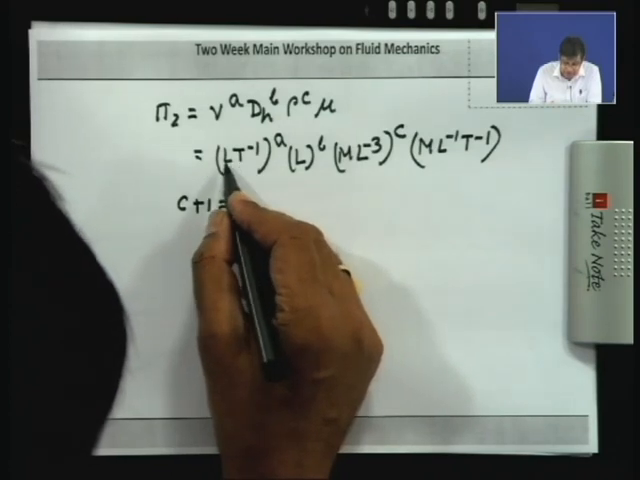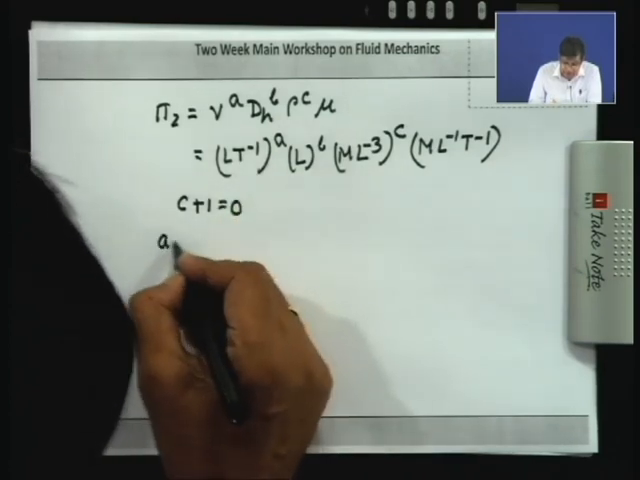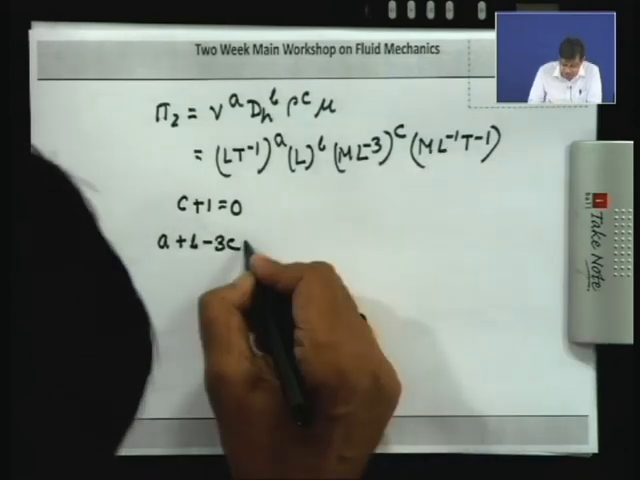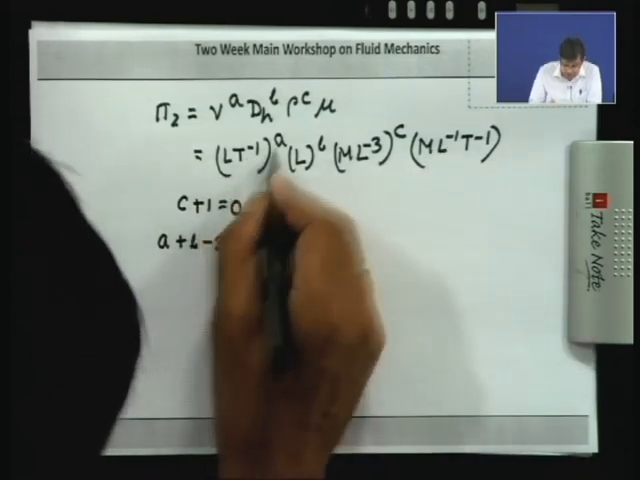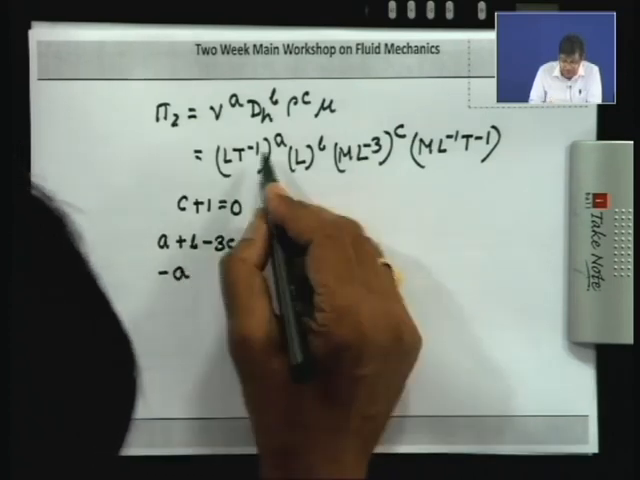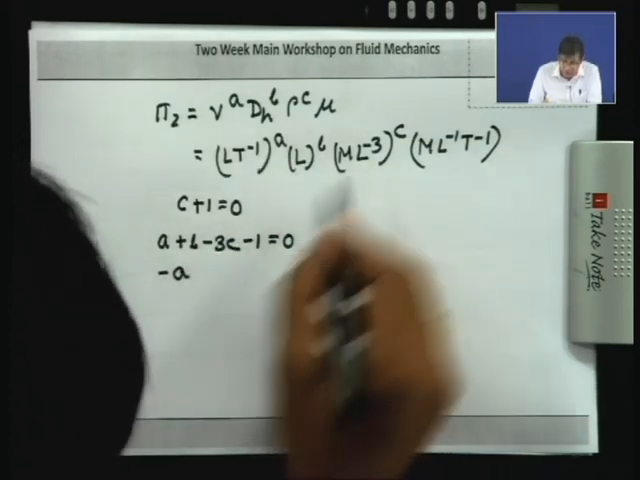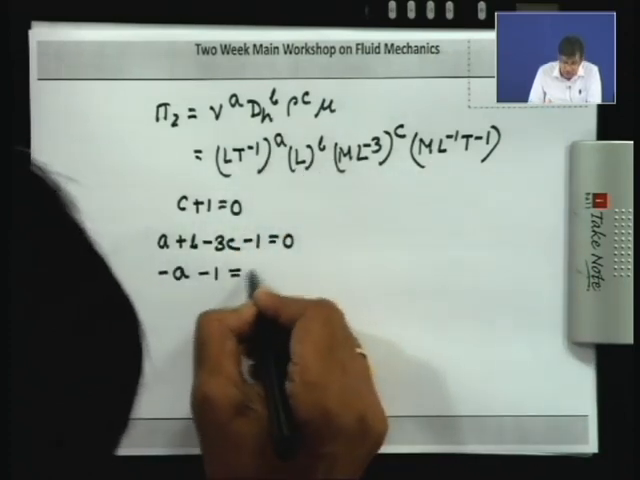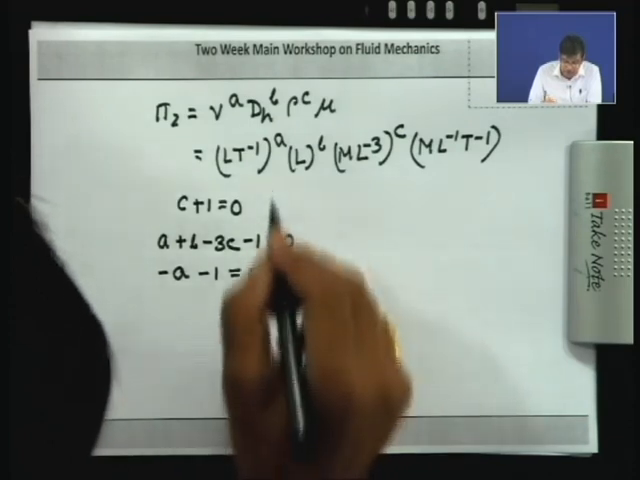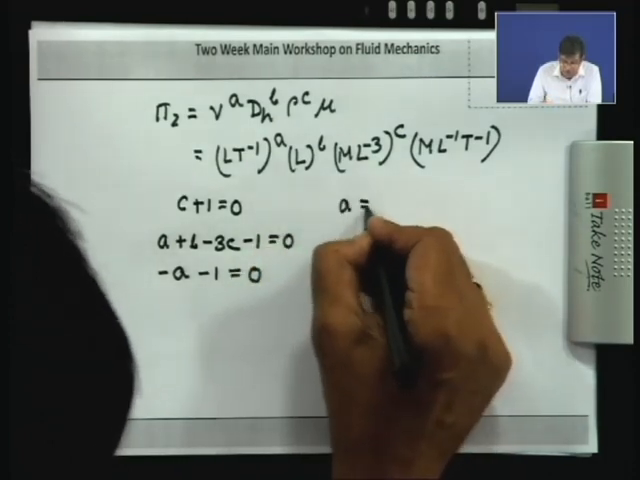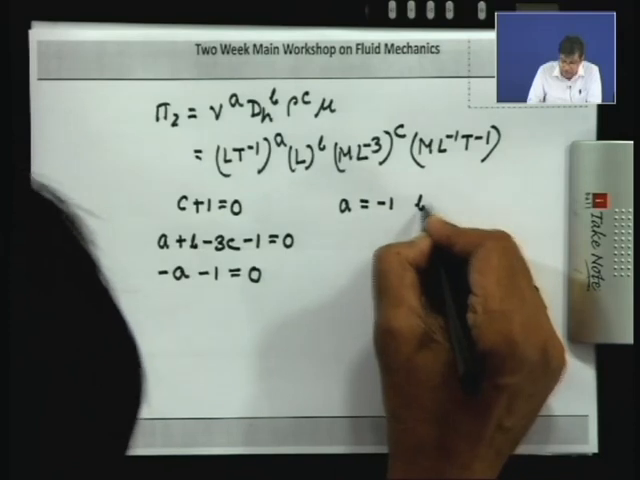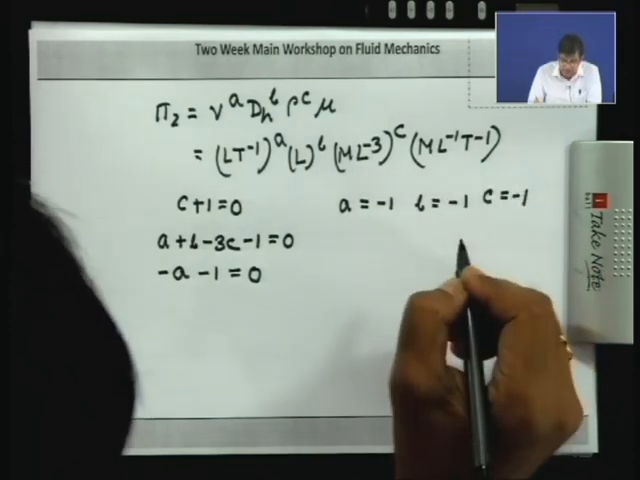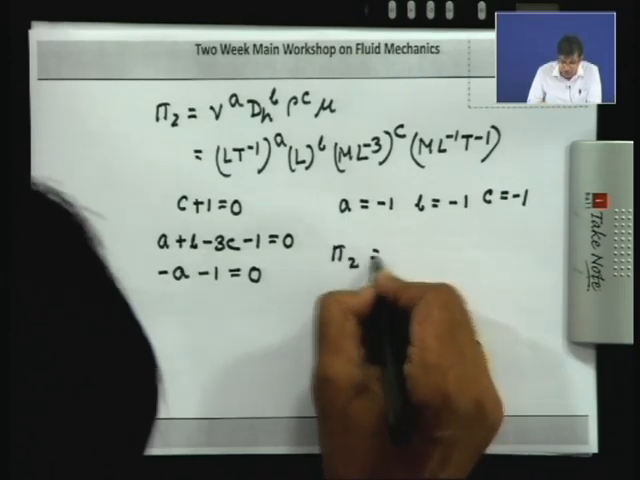Then L, what is L? A plus B minus 3C minus 1 equals to 0. For T, the sum of the indices: 0 minus A, and here there is no other T, minus 1 equals to 0. Now if you do it, you can solve it: A is equal to minus 1, B is equal to minus 1, C is equal to minus 1, and the pi 2 becomes equal to mu by rho v dh.